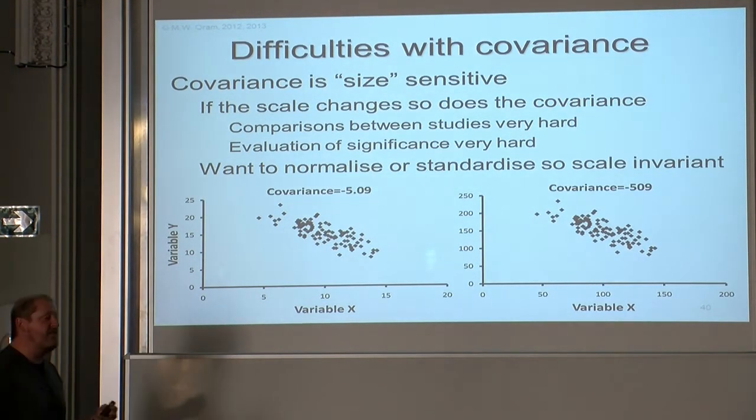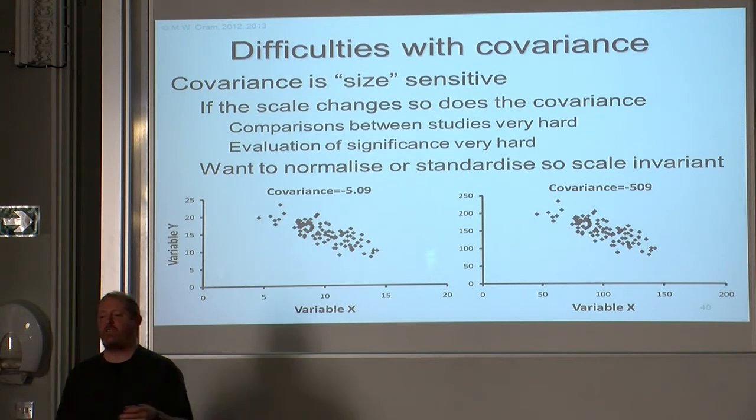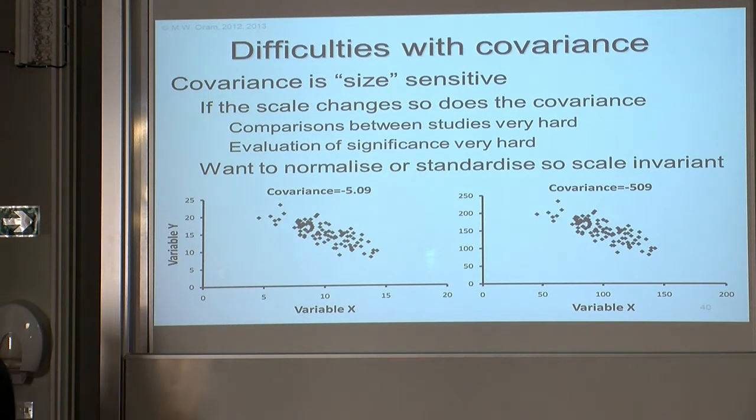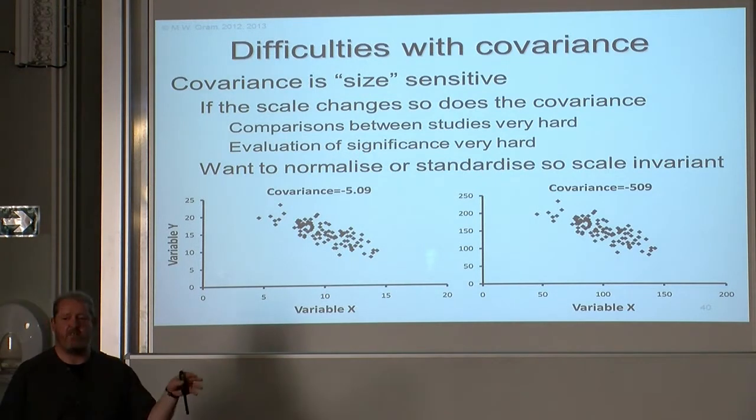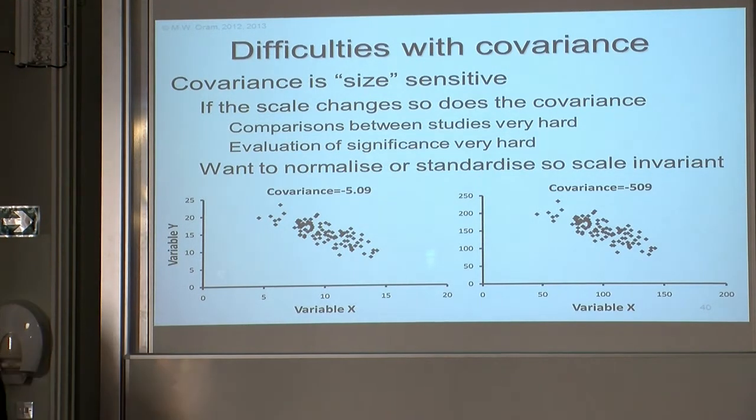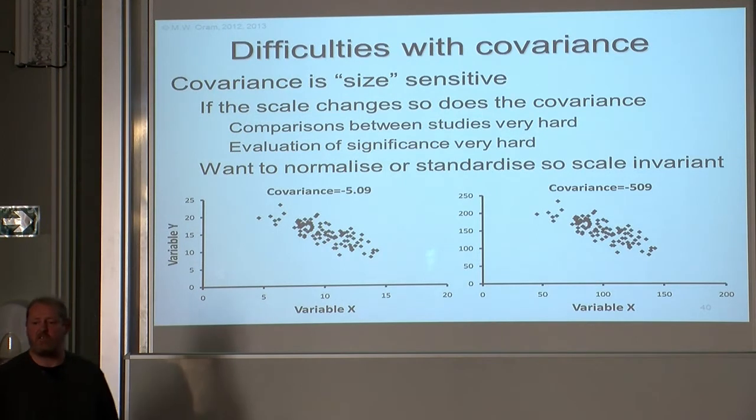Covariance is size sensitive. It depends on the scale. So the value that you get for covariance will change quite dramatically if you measure, say, height in centimeters or meters. The covariance will change. Okay, and exactly the same way with the idea of just a normal distribution, doing anything with it is very hard because there's an infinite number of them. What you want to do is standardize them, normalize them, so that they become scale invariant.